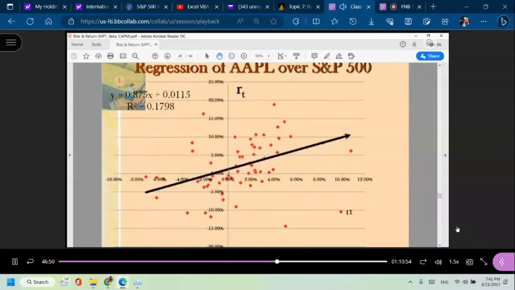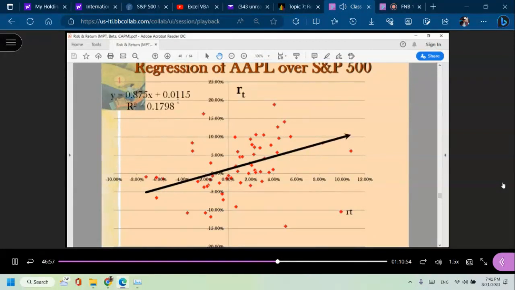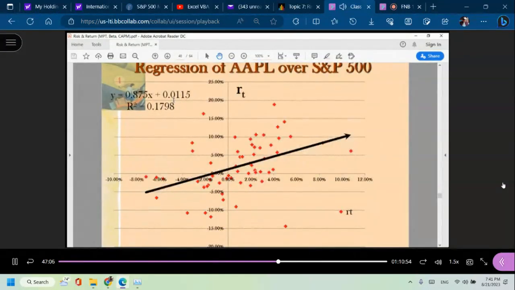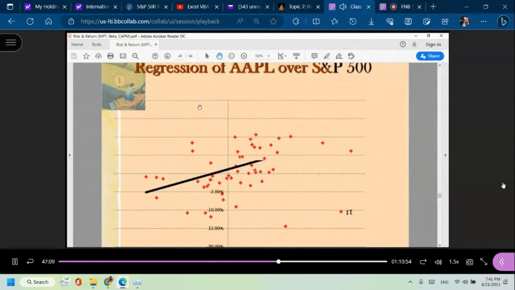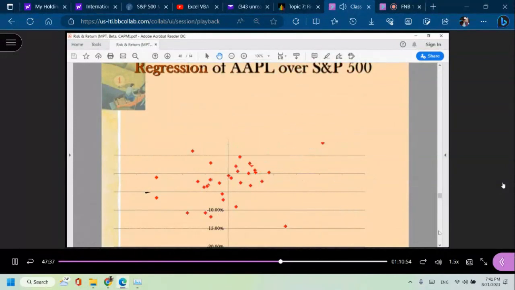When the market return is zero, Apple's return will be at least 0.0115%, right? And if the market return is like, this one fell exactly on the straight line. Market return was something like 8.2%. Apple was in the past somewhere like 7.5% or something. This one looks more like 8, 8 point something.